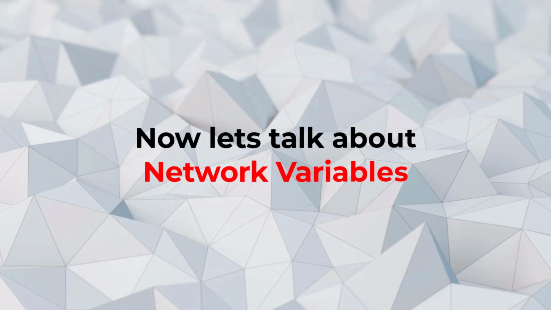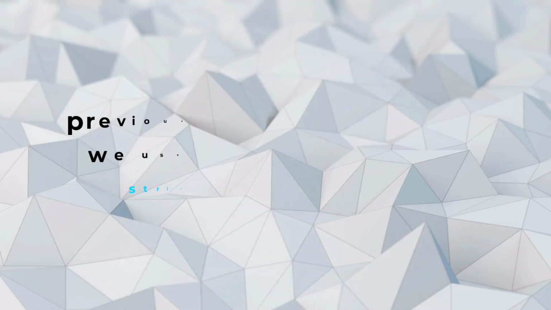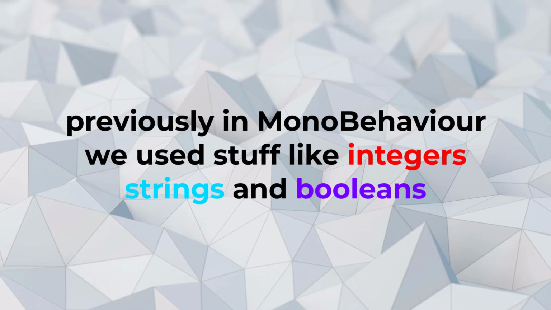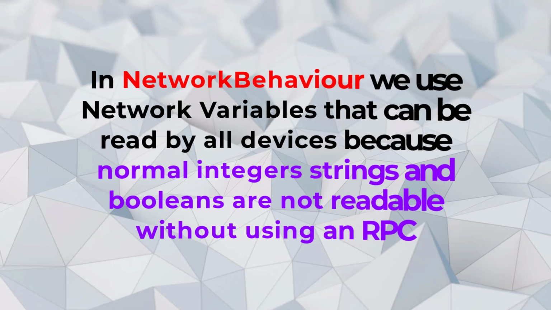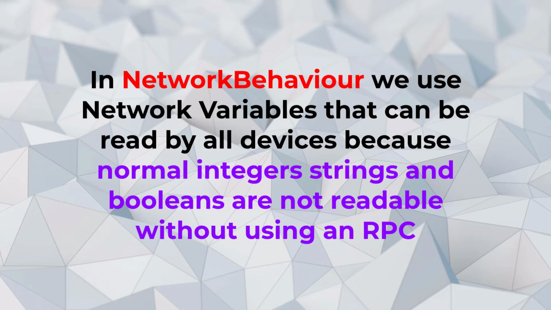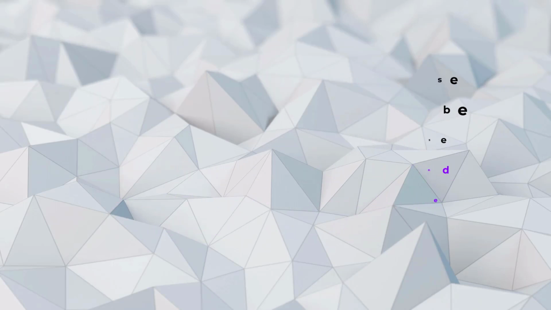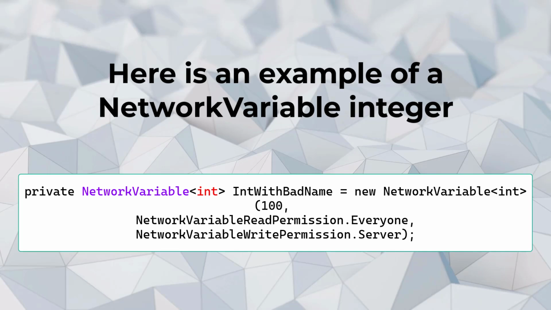Now let's talk about network variables. Previously in MonoBehaviour we used stuff like integers, strings and booleans. In NetworkBehaviour we use network variables that can be read by all devices, because normal integers, strings and booleans are not readable without using an RPC. Here is an example of a NetworkVariable integer.